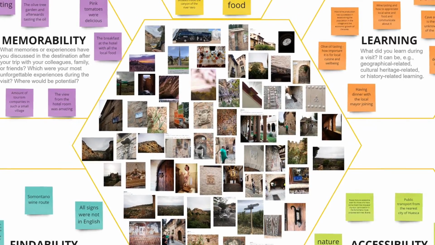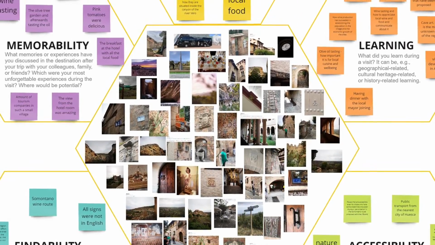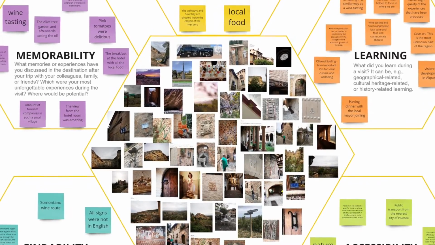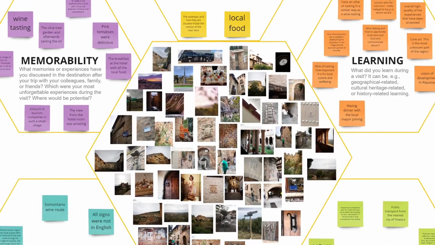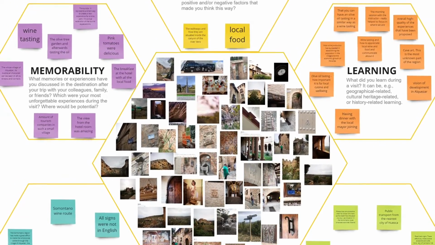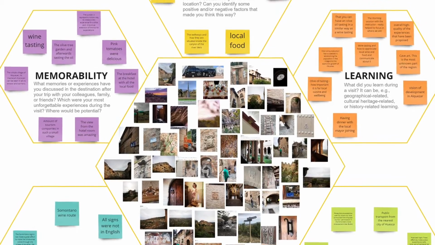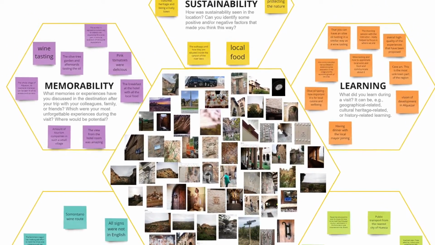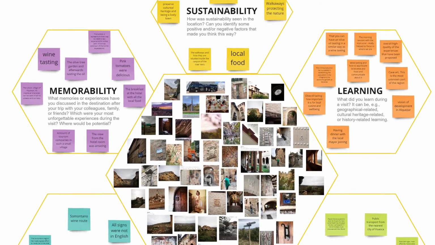At the end, your honeycomb mapping should look like this example, which we created during the Smart Culture project. The expected output of this method is shared ideas and new knowledge. The method can be used to align with customer journey mapping, to dive deeper into visitors' views and perceptions of a destination.